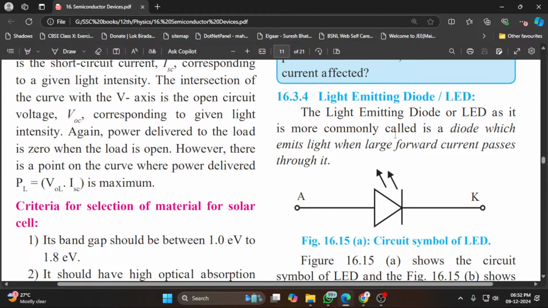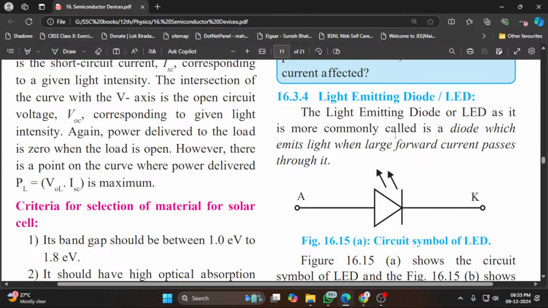Now the last diode. यानी कि हमने इतनी तरह के डायोड देखे, पहले पीएन जंक्शन डायोड, फिर उसका रेक्टिफायर करके यूज कैसे होता है, हाफ वेव रेक्टिफायर, फुल वेव रेक्टिफायर. Then we saw the working of Zener diode characteristics, and the Zener diode as voltage regulator.